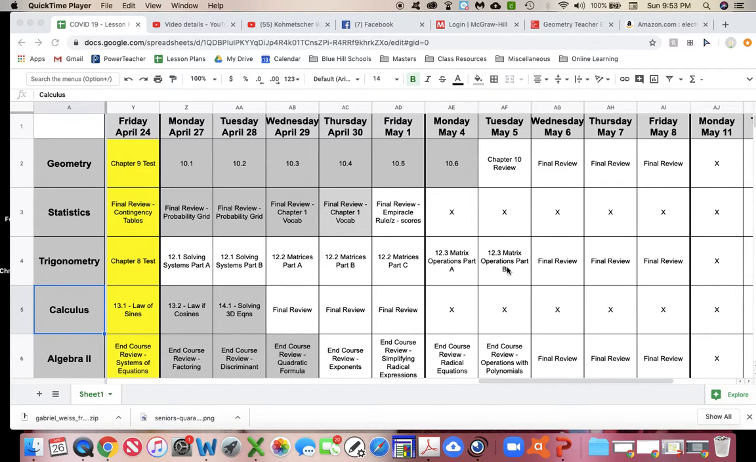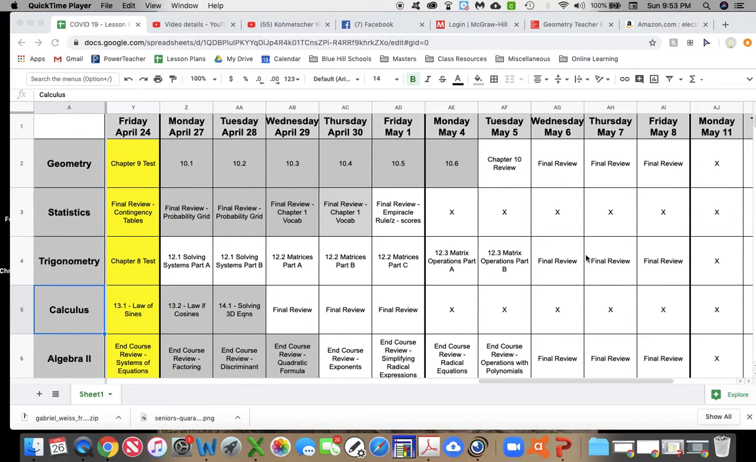And then 12.3, operations. This is the adding and subtracting, a lot of stuff that you see on the ACT. And then next Wednesday, Thursday, Friday is a final review. I'll give you a review packet, like I do every semester to get ready for semester tests, and we'll go over those over 3 days. There are like 45 or 50 questions on there, so we'll do about 15 each day.